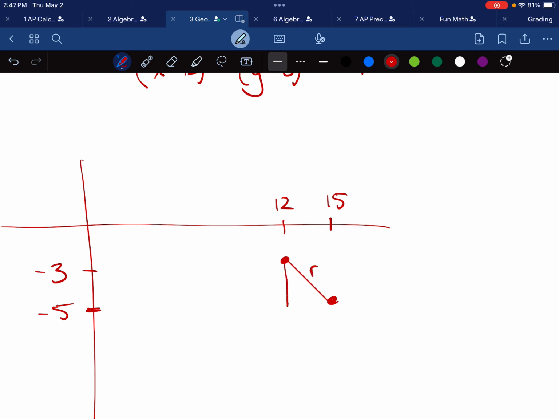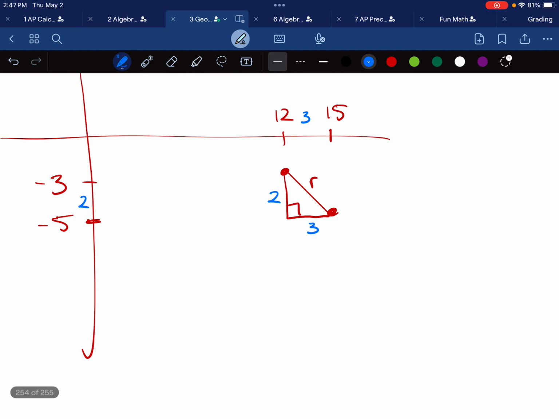If I were to make this into a right triangle, I went right 3. This distance right here is 3. This distance right here is 2. To get from 3 to 5, I went down 2. So the triangle here has a length of 2. It has a length of 3. And really, this is just a Pythagorean theorem question.